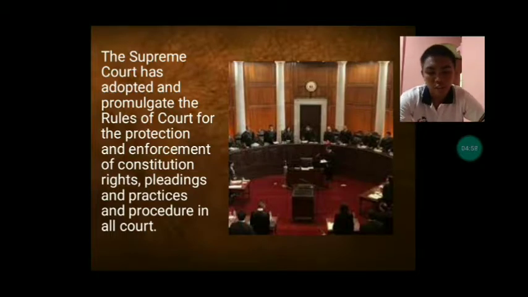Only take note that the one court created by the Philippine Constitution is the Supreme Court. The rest are regular courts, such as the Court of Appeals, Regional Trial Court, Municipal Trial Court, Municipal Trial Court in Cities, and Metropolitan Trial Courts, which were created by the legislature.